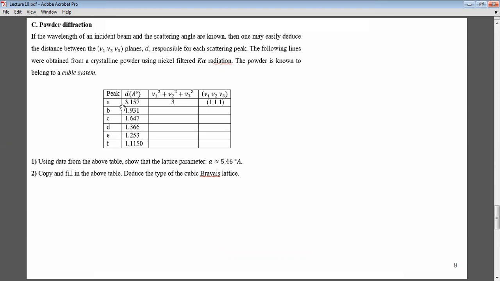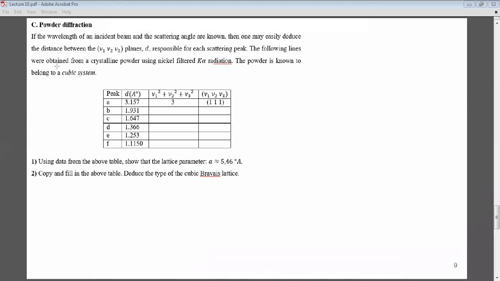Okay, so here I did powder diffraction and I calculated all the peaks. So I saw 6 peaks, A, B, C, D, E, F. One happened at D equal 3.157 angstrom, one at 1.931, 1.647, one at 1.366, one at 1.253, etc. So I got these scattering peaks. The following lines were obtained. The powder is known to be cubic.